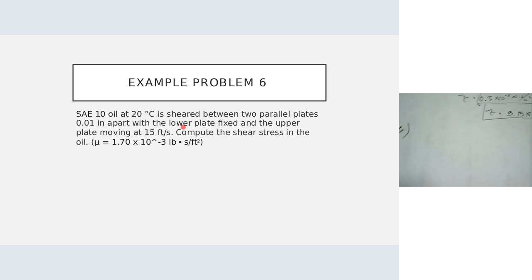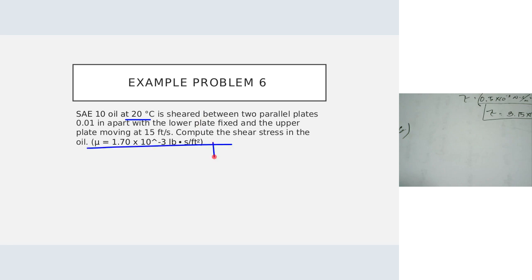Okay. So this is our last problem for the day. Sample problem 6. Let us read. SAE10 oil at 20 degrees Celsius is sheared between two parallel plates 0.01 inches apart, with the lower plate fixed and the upper plate moving at 15 feet per second. Compute the shear stress in the oil.